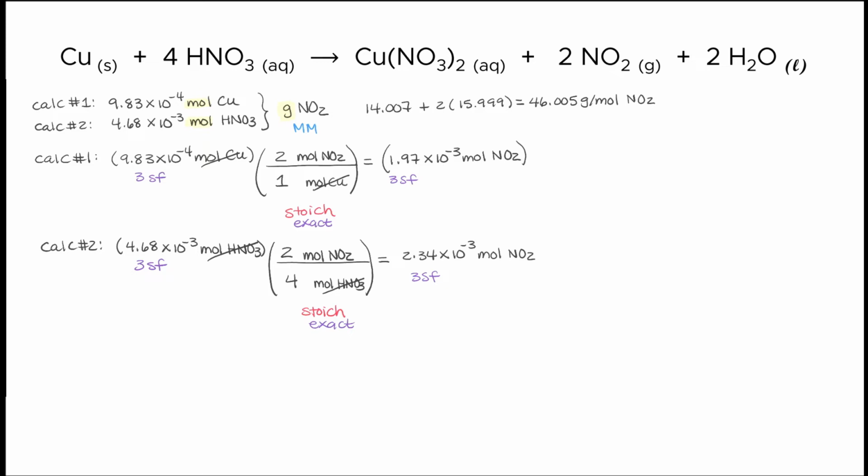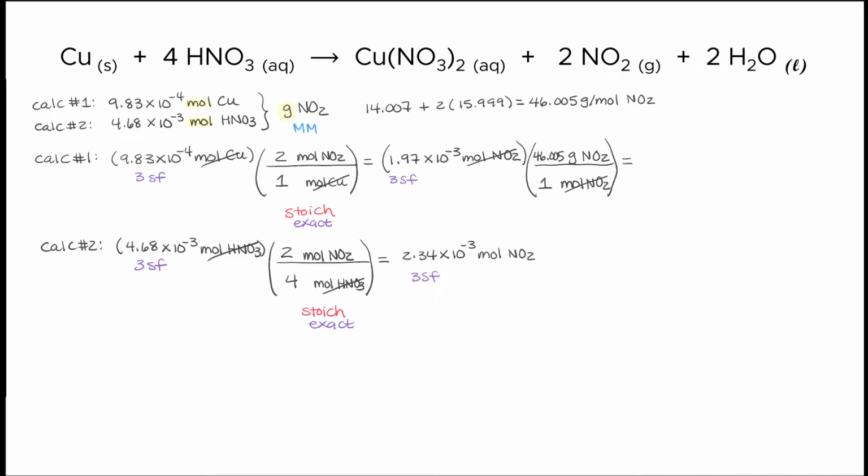We have one more step though. We need to apply the molar mass for NO2 to give us grams, so we'll do that right here. For the molar mass of NO2, we need moles of NO2 in the denominator, grams of NO2 in the numerator. Remember, molar mass is always the mass of 1 mole. And then the grams are what we just calculated, 46.005 grams. We'll cancel the units.